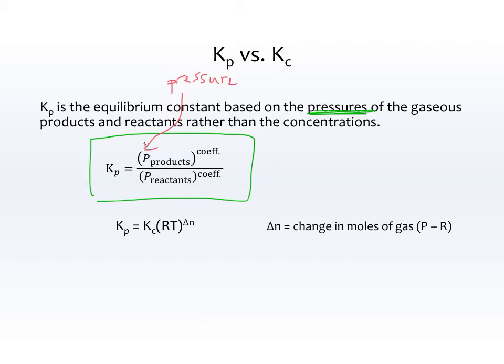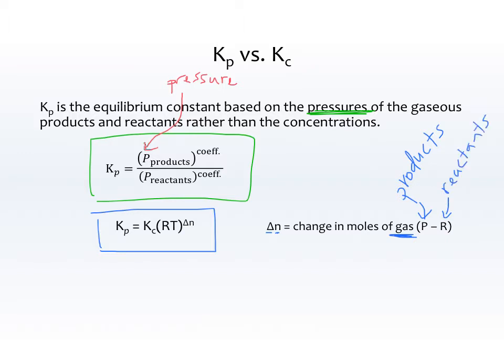In order to switch between Kp and Kc, our formula is Kp equals Kc times RT to the delta N. Delta N is the change in moles, the moles of gas specifically, because gases are affected by pressure and liquids and solids and solutions are not. So that's products minus reactants. All right, let's see an example of what I'm talking about.